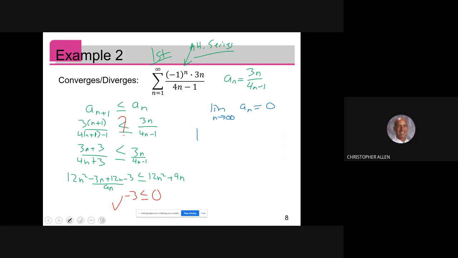So we need to do the limit. In fact, let me put a little question mark there, right? N goes to infinity. Now here we're just doing a sub n, so we have 3n over 4n minus 1. Uh-oh, what's that number? 3/4. By the way, let me do this in red.